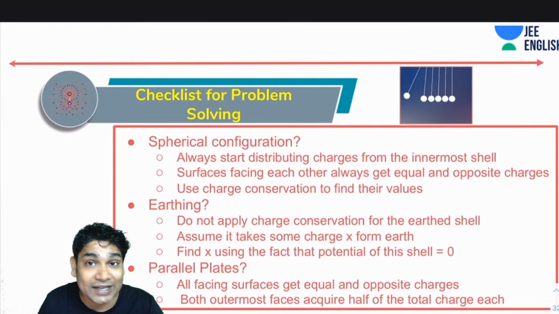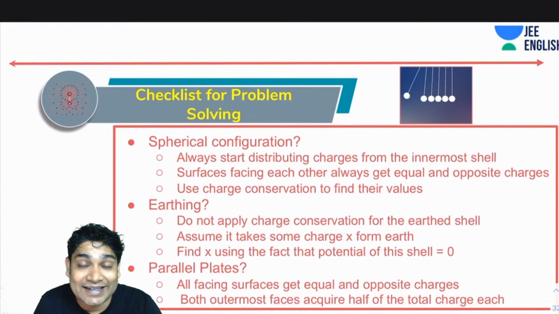Alright, so let's go through a checklist for problem solving. This checklist says that if there is a spherical configuration, always start distributing the charges from the innermost shell. The surfaces facing each other always get equal and opposite charges. Use charge conservation to find the value of all the charges.